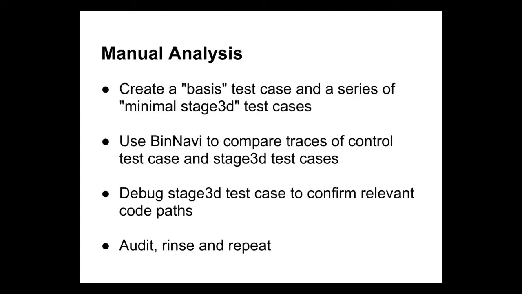And I'm then using a tool called BinNavi by Zynamics, which is fortunately now available to me at Google. I've been using it to do basically tracing. The idea is to trace the basis test case, trace all of your Stage3D test cases, and take the pairwise difference between them. By doing this, you can start to isolate Stage3D code paths. You get a series of trace points, which you can then investigate at runtime by putting breakpoints on particularly interesting areas of the trace results and looking for your data to come through.